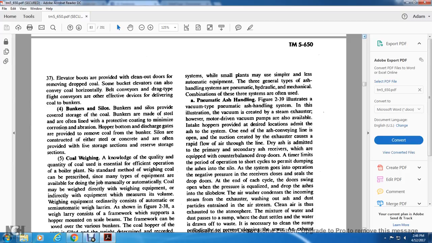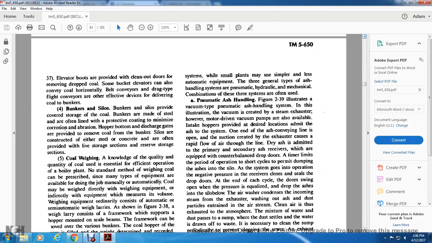Pneumatic ash handling. Figure 239 illustrates the vacuum type of pneumatic ash handling system, and this one illustrates the vacuum created with a steam exhauster. However, motor driven vacuum pumps are also available. The intake is provided at a desirable location in the ash system. At the end of the ash conveying line, the open suction created by the exhauster causes rapid flow of air through the line.